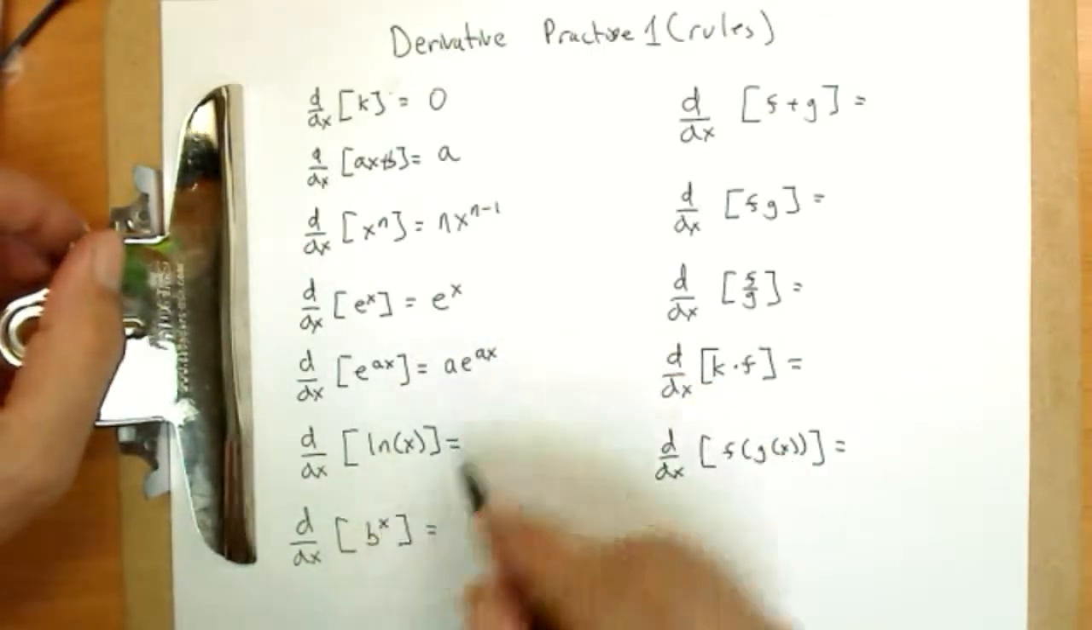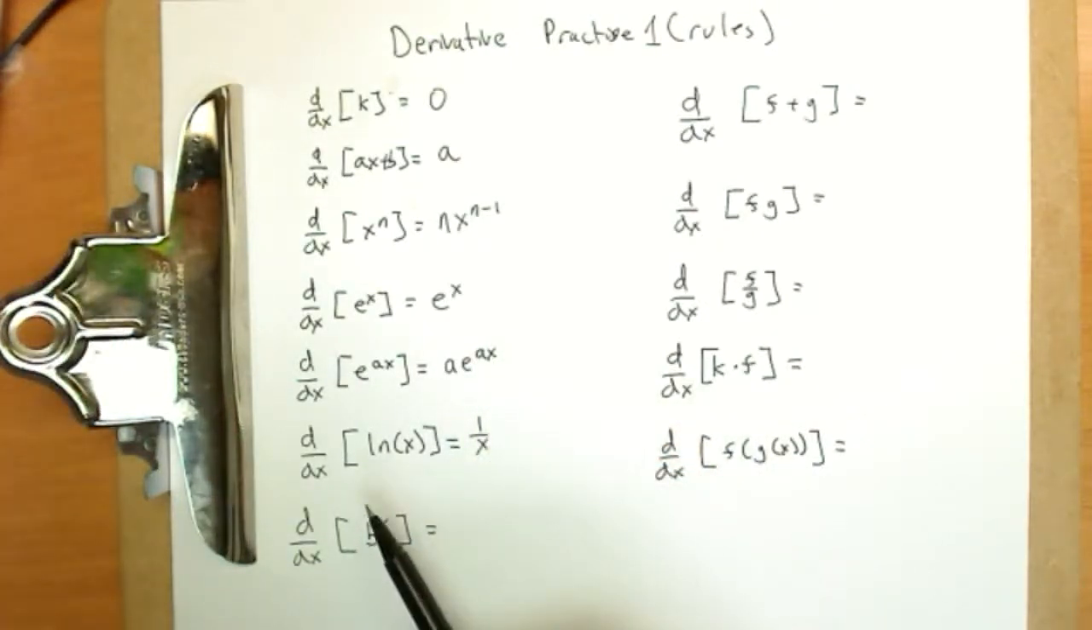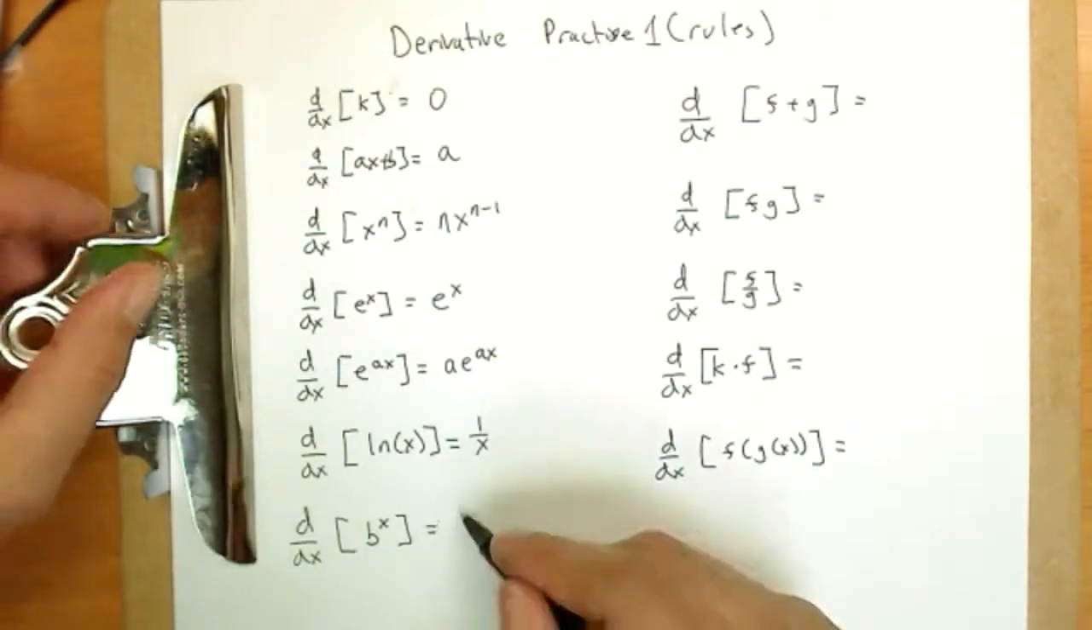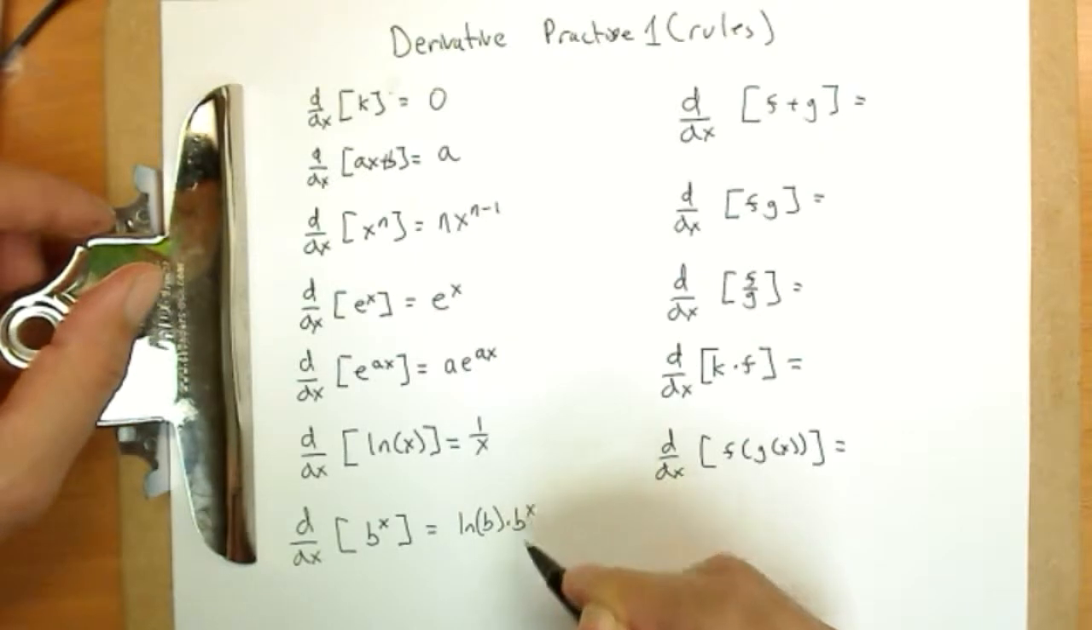Derivative of natural log of x is 1 over x. If you had a log of some other base, use the change of base rule to write it as a natural log. You'll have natural log of whatever your old base is underneath, and that will simply ride along. Derivative of b to the x is natural log of b times b to the x.